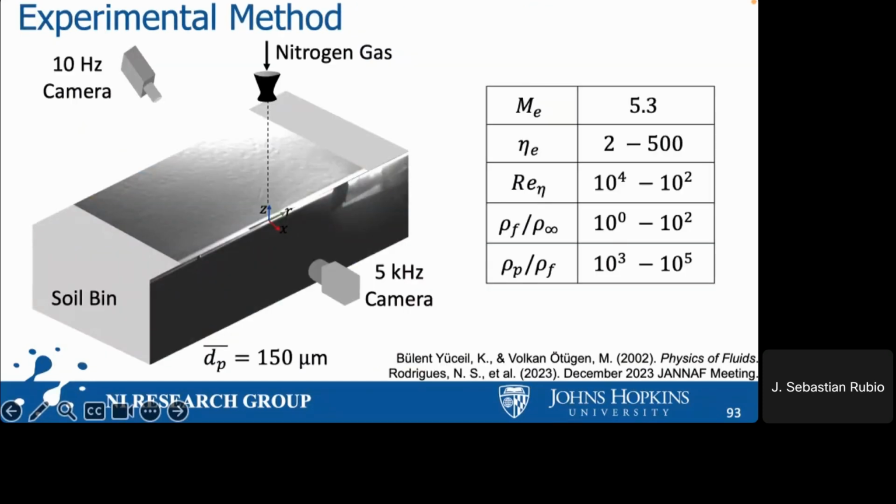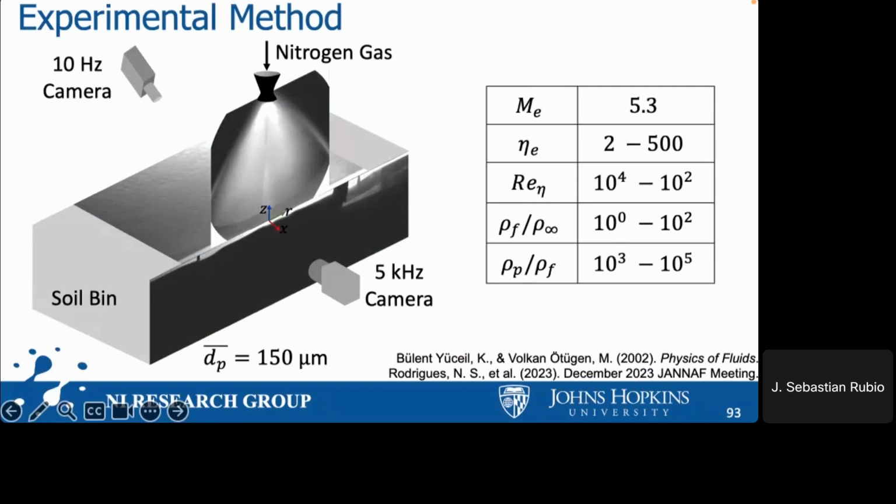So here is a simplified schematic inside the vacuum chamber. You have the supersonic nozzle at the edge of the soil bin, which allows us to view the crater formation. The exit pressure ratio, eta E on the table, is the exit pressure divided by the ambient pressure, and it ranges from 2 to 500. I'm using the formulation for the Reynolds number by Ussyal and Ottungen in 2002, where as we increase the exit pressure ratio, that Reynolds number decreases, so it becomes laminar.